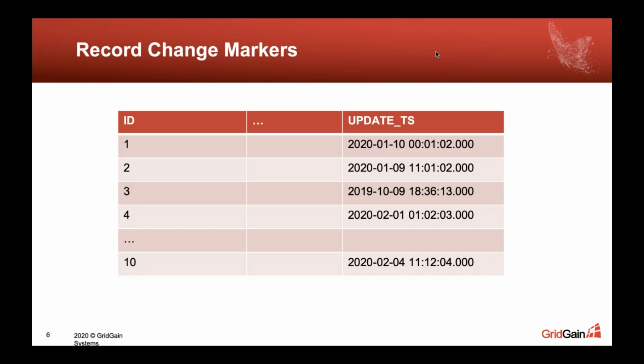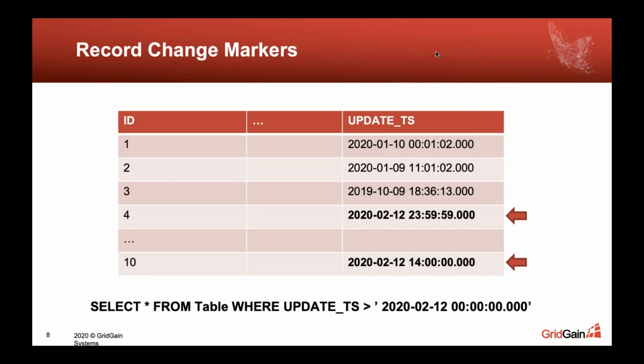So let's say this is the state of our table, and then at some point in time, we've updated records with ID 4 and 10. Now, let's say we want to know what changed in this table since, for example, midnight of February 12, 2012. The way we can do this is just execute this simple query. This query will give us all the rows, or we can select only row IDs, that have changed since the given moment in time.